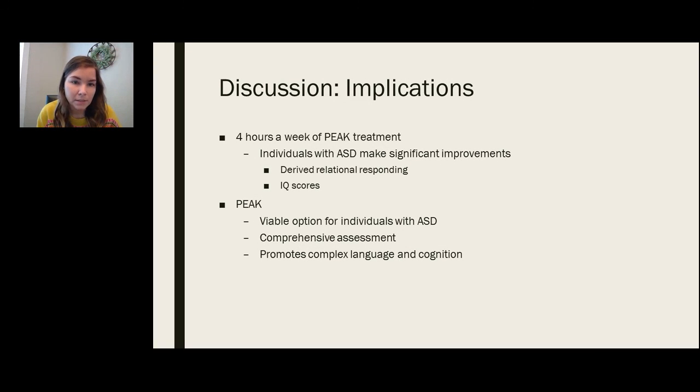Behavior analysis treatment is often embedded within an intensive intervention, so 30 hours a week. The study indicates that major improvements can be seen in skill acquisition, IQ, and derived relations in a short amount of time. Past research also suggests a high variability in the interventions that we're using with individuals with ASD, such as treatment format and curriculums being taught. PEAK is a viable option, in that it takes into account the Skinnerian view for verbal behavior and expanding human complex language.